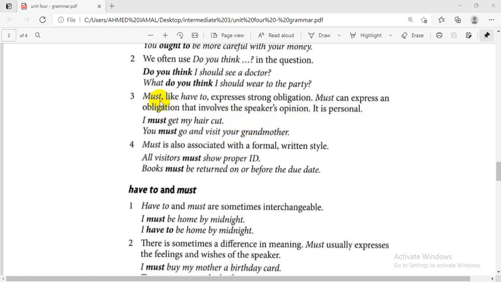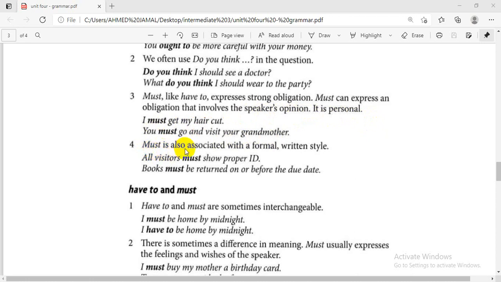كذلك تعبر must like have to. الموست شبيهة لل have to, expresses strong obligation، تعبر عن التزام قوي. Must can express an obligation وتعبر عن الالتزام that involves the speaker's، الذي يعطي رأي للمتحدث. It is personal. I must get my haircut or you must go and visit your grandmother.